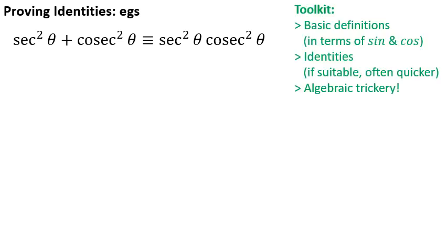Again, our toolkit includes the basic definitions of all of these trig functions. In other words, we can write them all in terms of just sine and cos. The identities: if we can see an identity to use, it's often a quicker thing to work with than turning everything into sines and coses. And then there's a third thing which becomes a big aspect of proving identities.